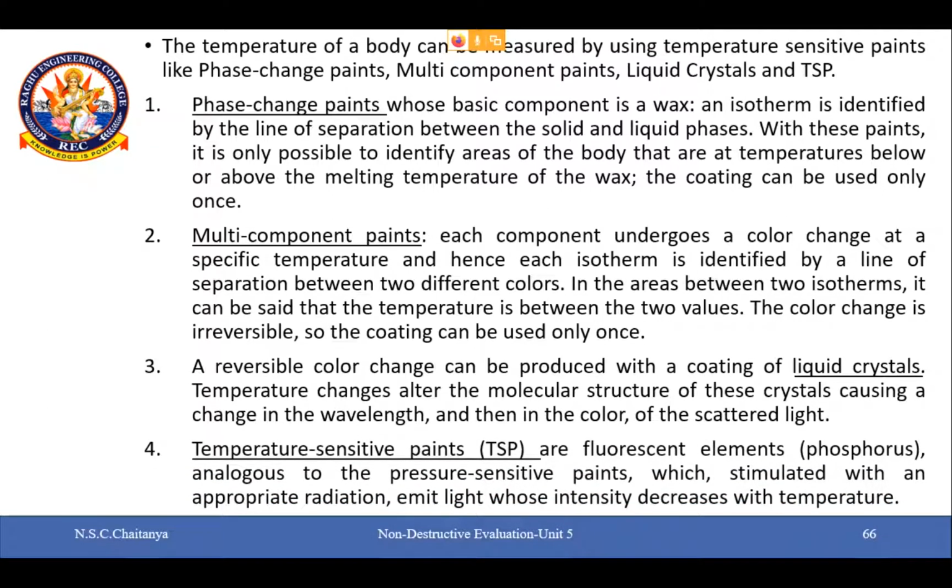Temperature sensitive paints are fluorescent elements. Whenever fluorescence comes into the picture, please take it for granted that phosphorus will be involved in that. You have studied this again in your CAD/CAM. Analogous to the pressure sensitive paints, which, stimulated by an appropriate radiation, emit light whose intensity decreases with temperature. This is about your temperature sensitive paints. All these are various types of paints which are available, which are going to respond to thermal, that is heat.